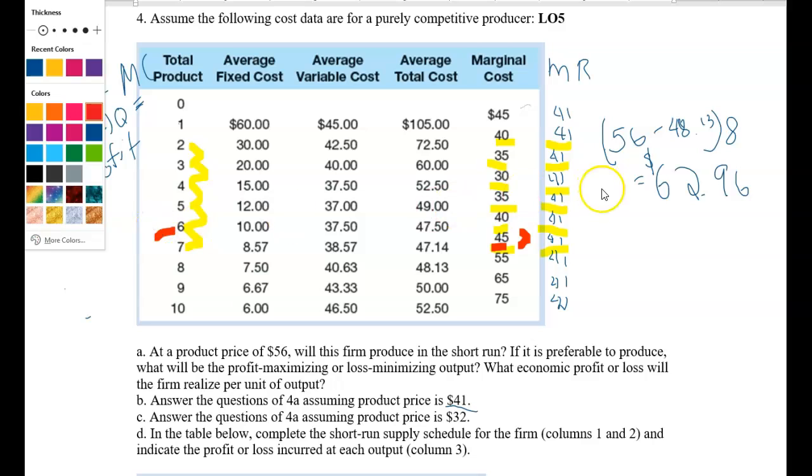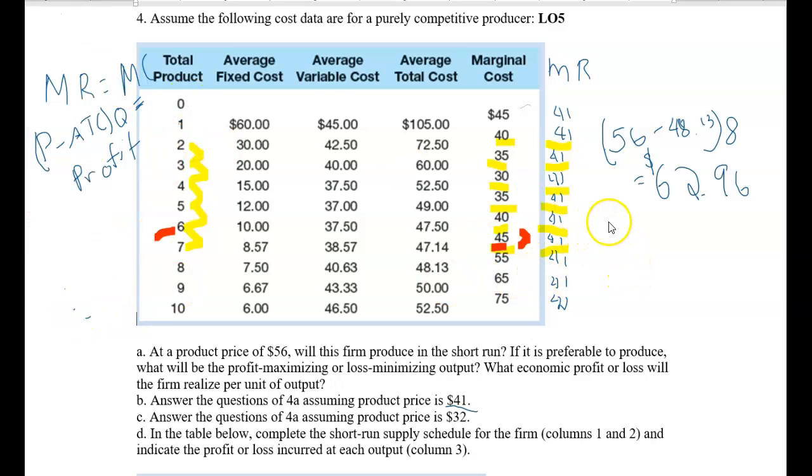So let's calculate our profit the same way we did before. I'm going to put this in purple so we can keep tabs. So our price is $41 and our average total cost when we are producing 6 units of output is $47.50. And we're producing 6 units of output.